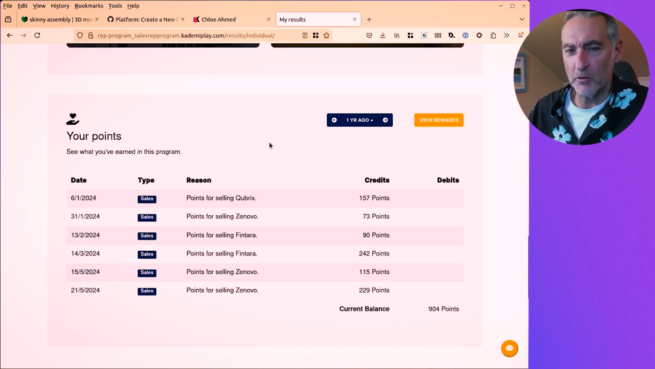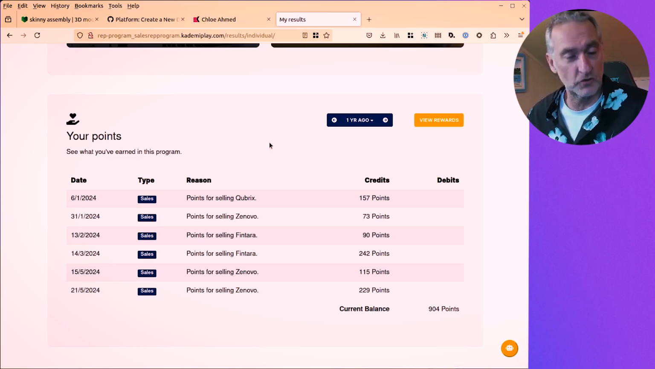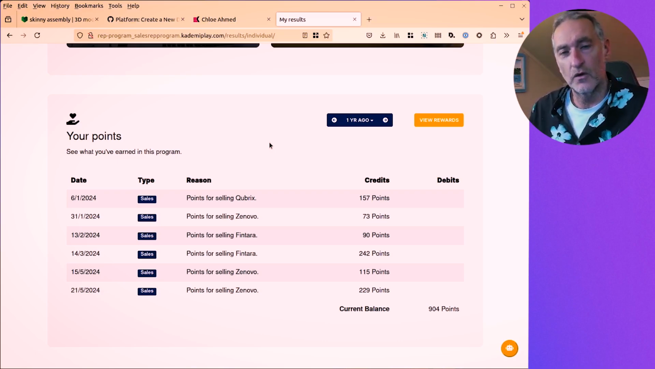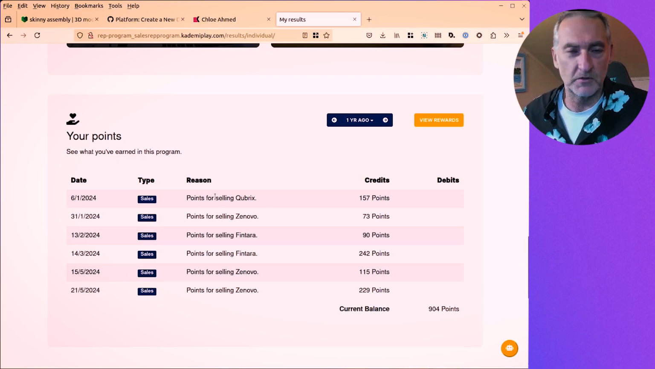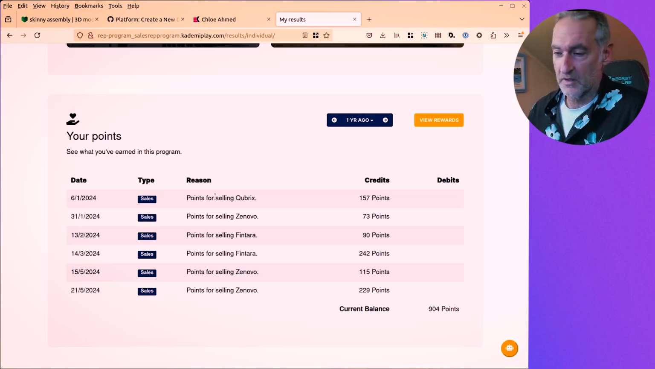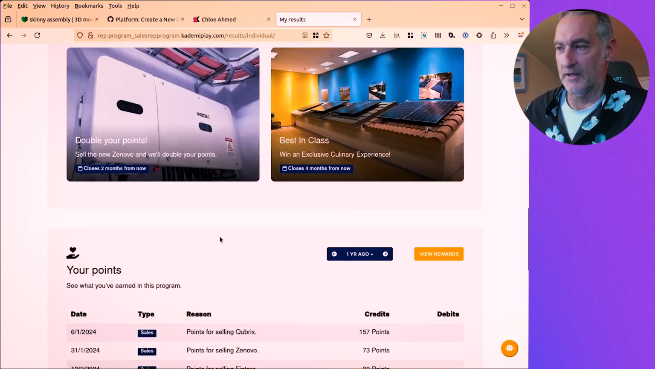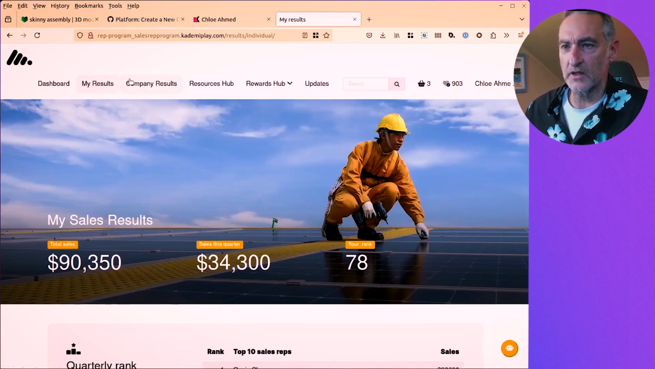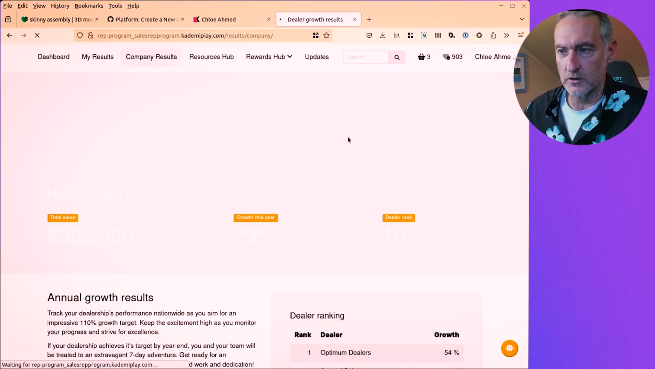Now, by the way, I'm talking points here. This is the normal Kademi solution: we incentivize with points, and then points can be converted into something of value. A lot of businesses really just want to give them money, in which case, instead of using points, you use the word dollars. It's the same thing. Okay, so let's jump right along here to company results.